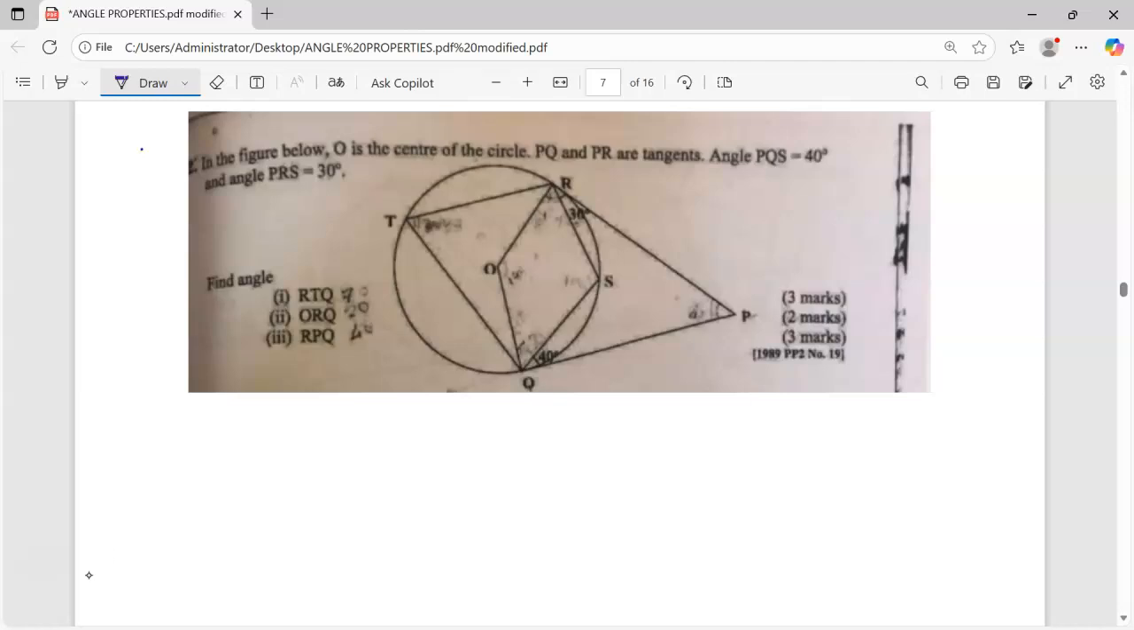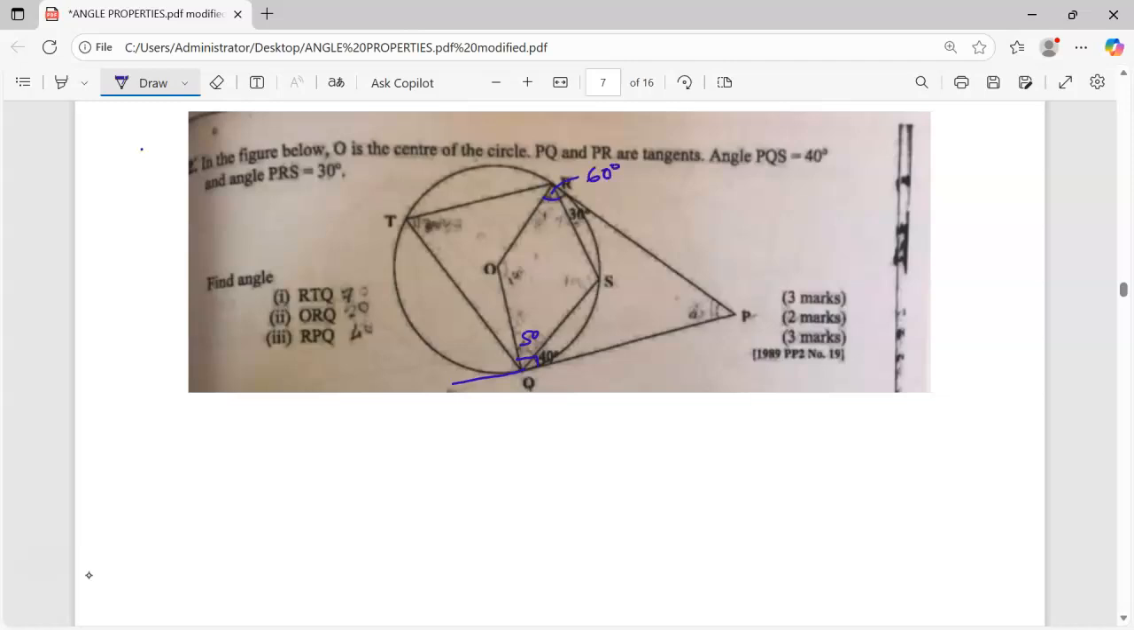We are going to start off by considering OQ, which is the radius of the circle, and QP, which is the tangent. Remember, the radius and the tangent will form 90 degrees. We already have 40, meaning we are going to have 50 degrees at this point. And we are also going to have OR as the radius. Already we have 30. The angle at this point is going to be 60 degrees.